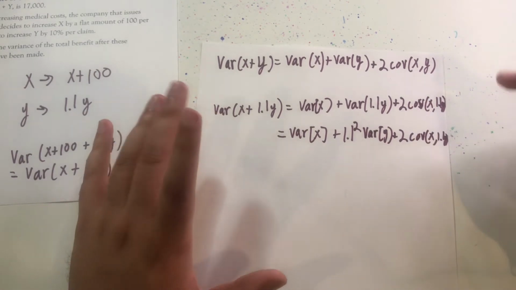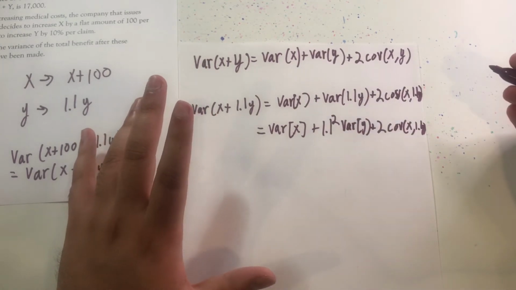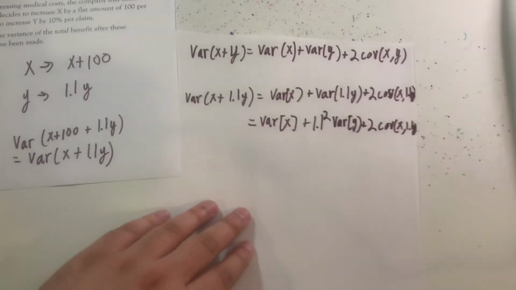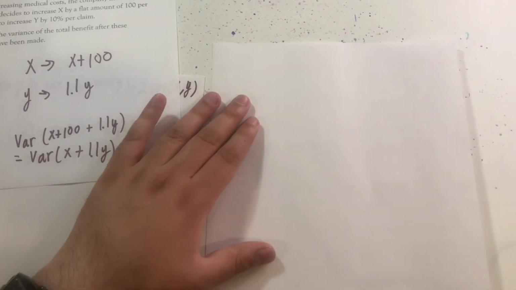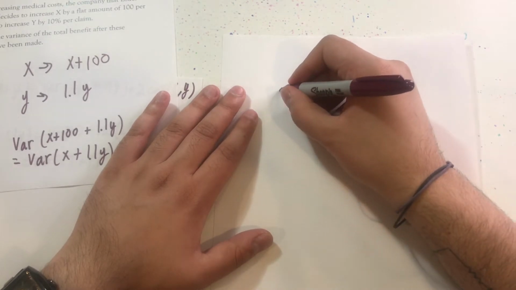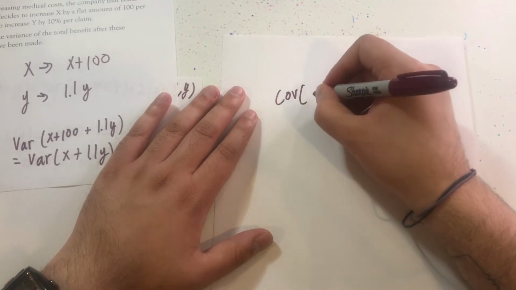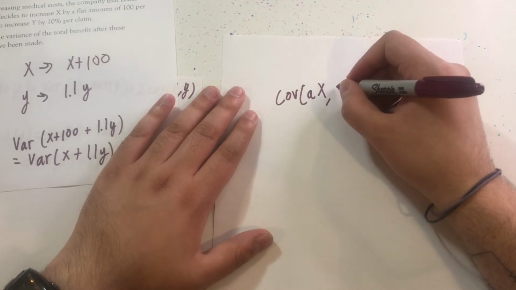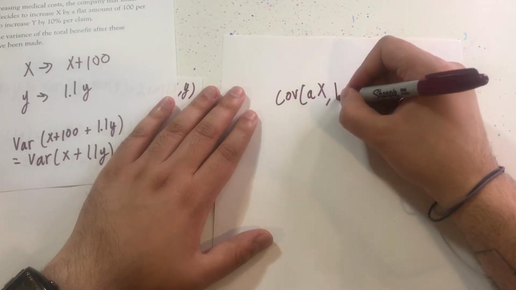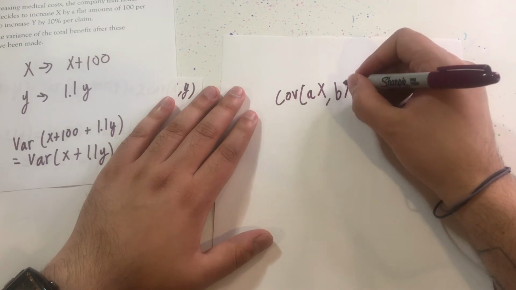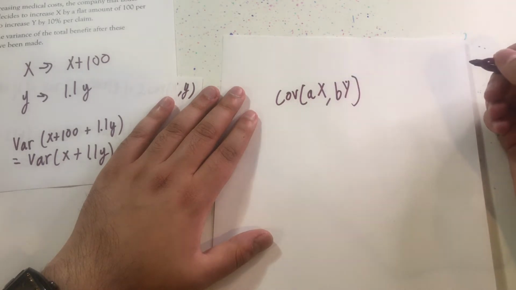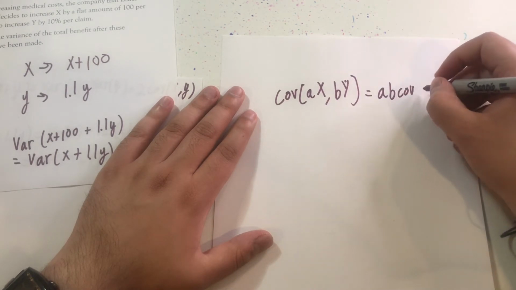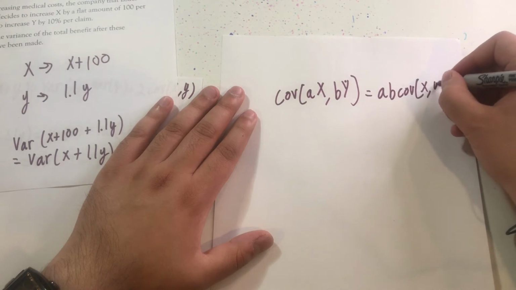Okay, now another rule you should be familiar with. And I'm going to grab a separate sheet of paper because there's actually quite a lot of formulas that you kind of have to memorize for this question, it seems. The covariance of, let's say, aX, comma, bY, where a and b are constants, is equal to the following: ab times the covariance of X, comma, Y.